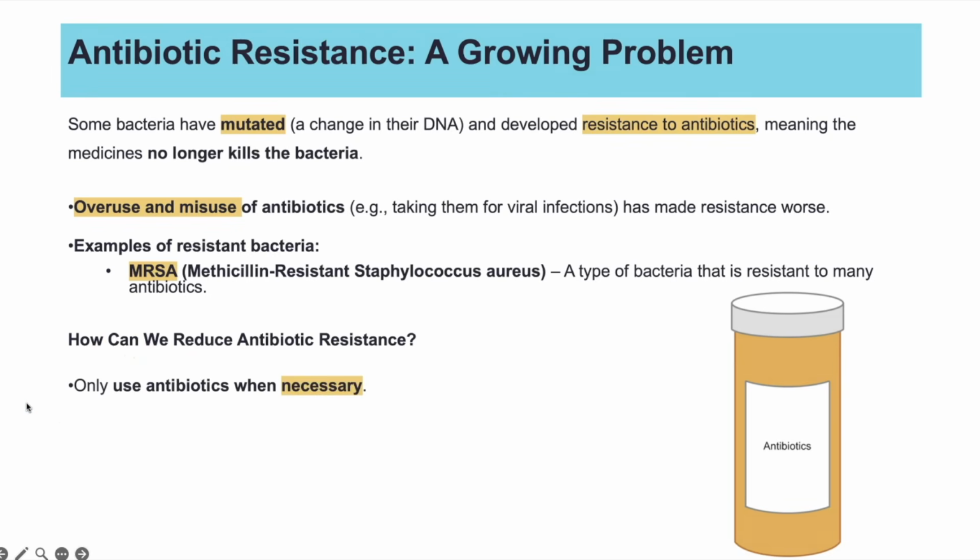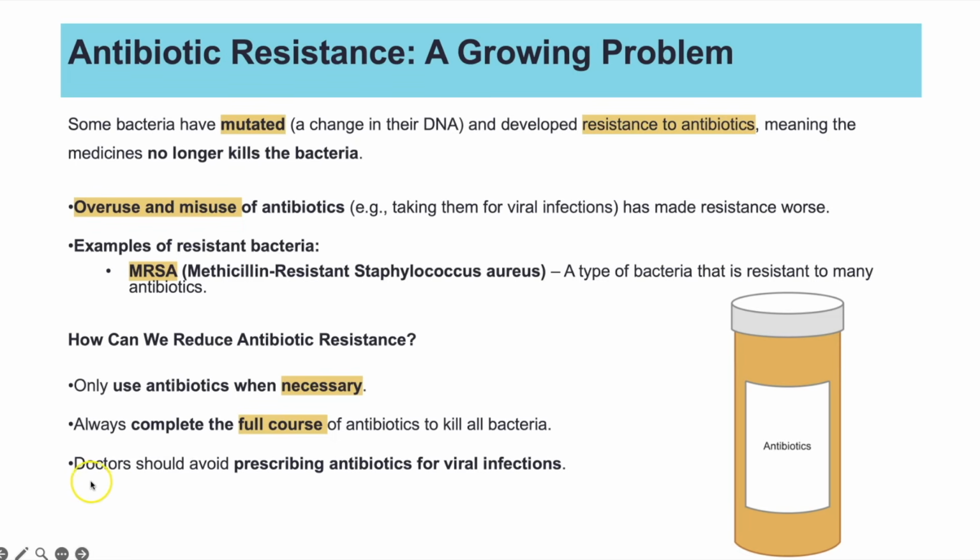So how can we try and reduce this? First of all, only use antibiotics when necessary. And by that we mean it has to be a bacterial infection, and you should only use it if your own immune system isn't able to destroy the pathogen itself. You should also always complete the full course of antibiotics. So if you're given antibiotics to take twice a day for 7 days, but you felt better by day 4 or 5, you should still take all of those antibiotics to kill all of the bacteria. And also, doctors now avoid prescribing antibiotics if it's a viral infection, they won't.